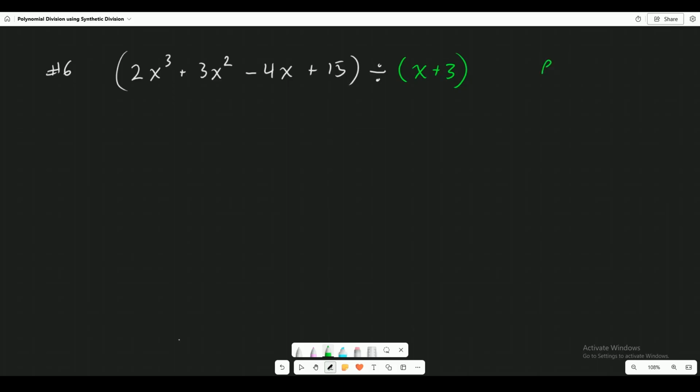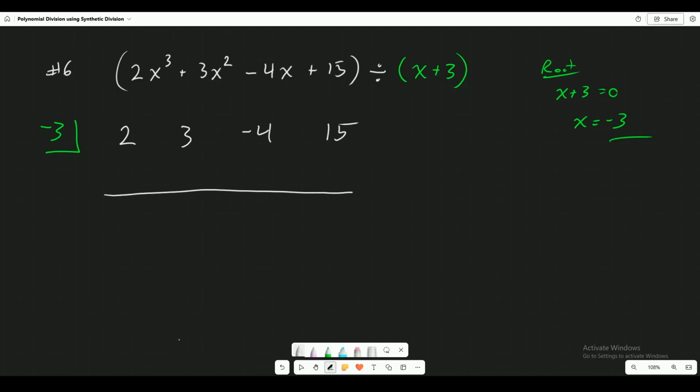Now let's find our root. X plus 3 is equal to 0, which means that x is equal to negative 3. So we're going to grab negative 3 as our root and put it right there inside the box. Let's bring down our coefficients. We have a 2, 3, minus 4, and 15. Draw our line. Bring down the first one, like that.